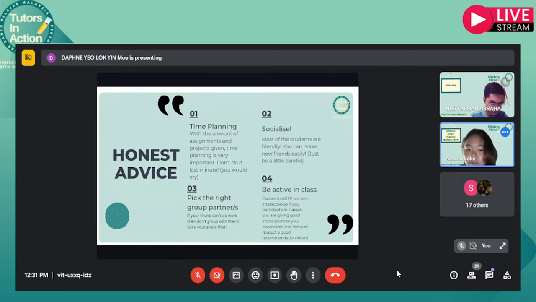And the fourth advice is be active in class. ADTP classes are very interactive. The lecturers will call you to stand up and just talk. So just be active, talk to everyone and answer questions given by your lecturers, because this will give them a good impression of you, and you will have a better recommendation letter written for you when you are about to transfer.